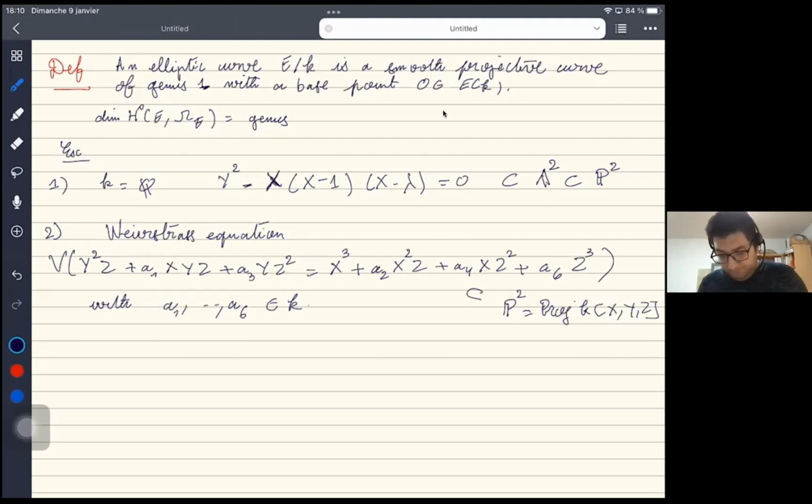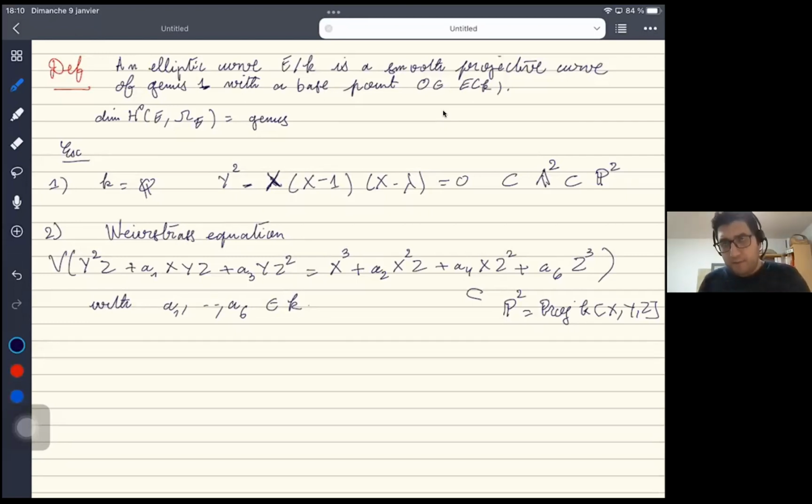If you have a point (X, Y, Z) which is a zero, any multiple of your point by lambda, which is a scalar in K, will remain a zero because the equation here is homogeneous. And it is a cubic inside the two-dimensional projective space. It's called the Weierstrass equation of an elliptic curve.